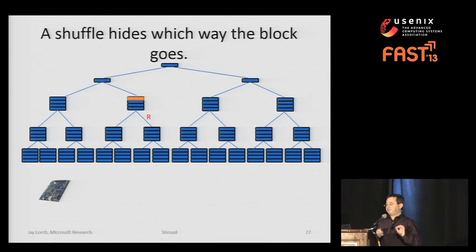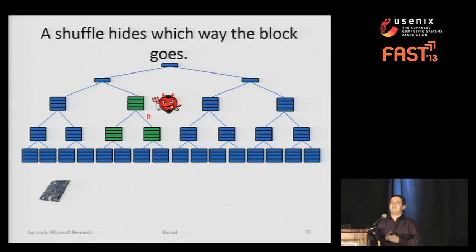Each of these shuffles down takes place in view of the adversary, and we don't want the adversary to know which way blocks go. So if we want to take this orange block and move it to the right, we're going to fetch the entire bucket into the trusted coprocessor. We're going to fetch the entirety of the child buckets in. We're going to do the shuffle down internally, then re-encrypt and write them back.